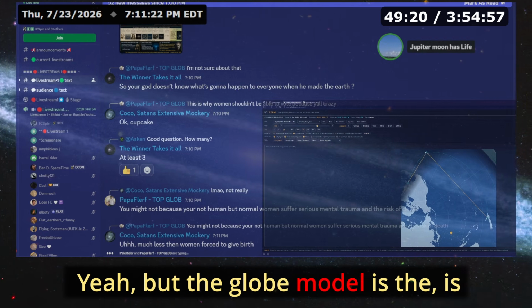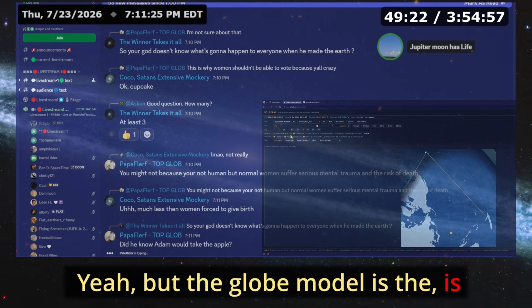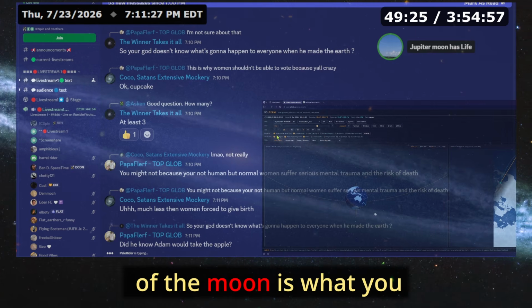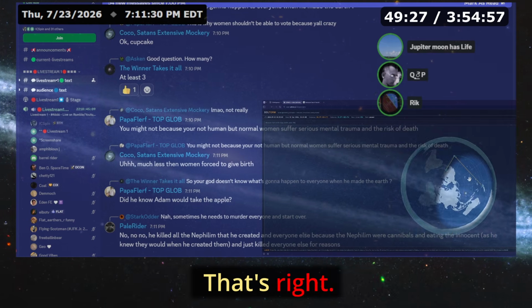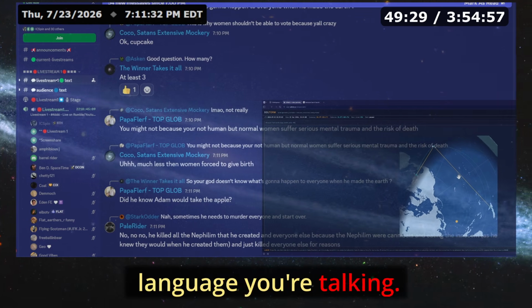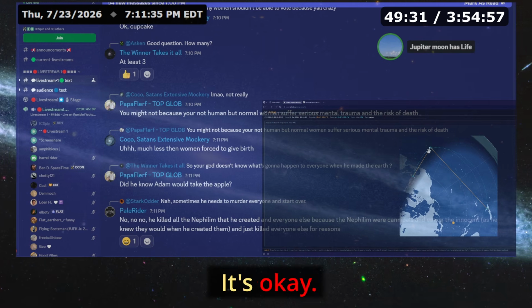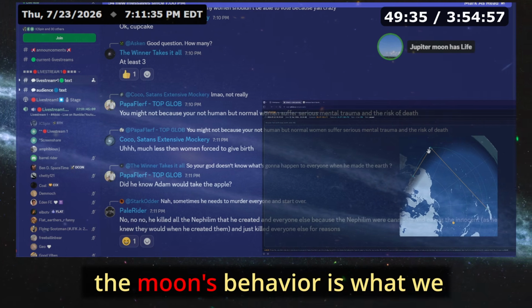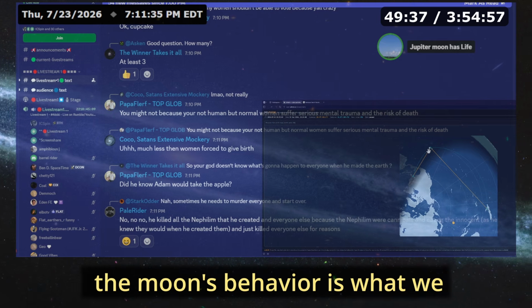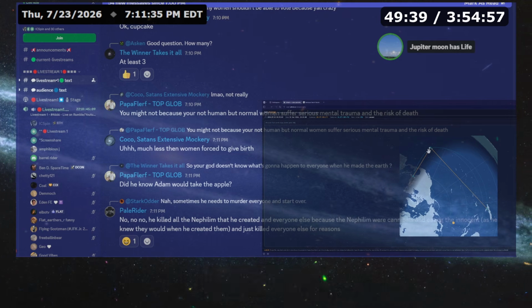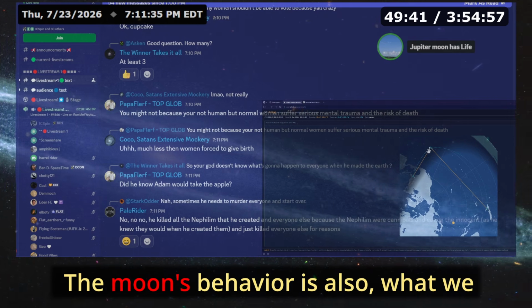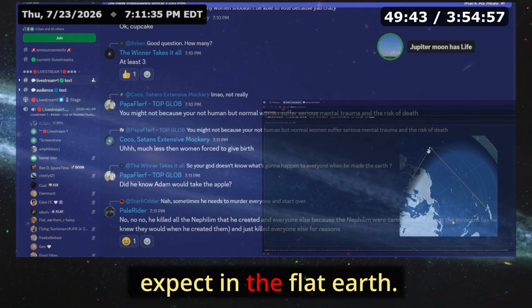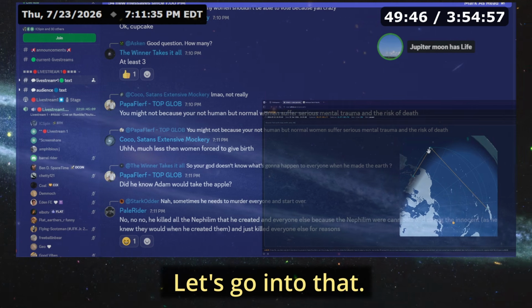Yeah, but the behavior of the moon is what you expect in the globe model. That's right. The moon's behavior is what we expect in the heliocentric model. Brother, the moon's behavior is also what we expect in the flat Earth. No, it is not. Let's go into that.